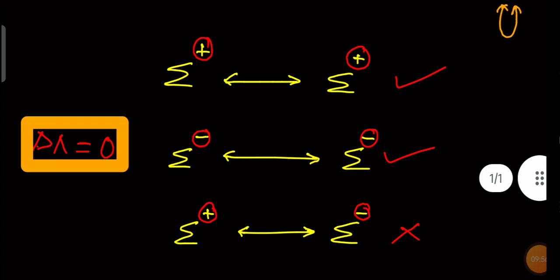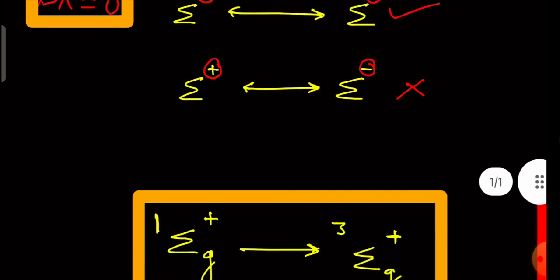You know that sigma to sigma is allowed. Whenever we have the same quantum numbers in both states, then we have to move toward another rule, particularly the sign. For example, plus 2 plus is allowed, minus 2 minus is allowed, but plus 2 minus is forbidden. So you can easily predict.